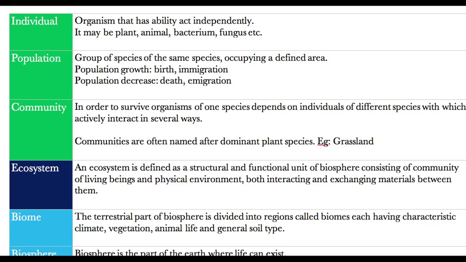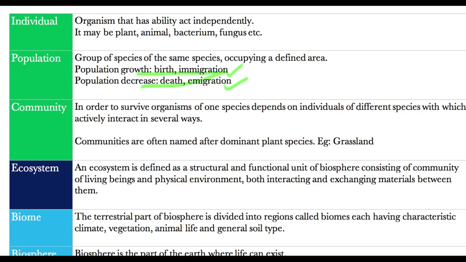Then population is a group of the same species occupying a definite area. Population growth is related to this, and population growth happens because of birth or immigration, or incoming, and population decrease happens due to death and emigration. Emigration is exiting, so you can remember these words like that: I is for in and E is for exit.